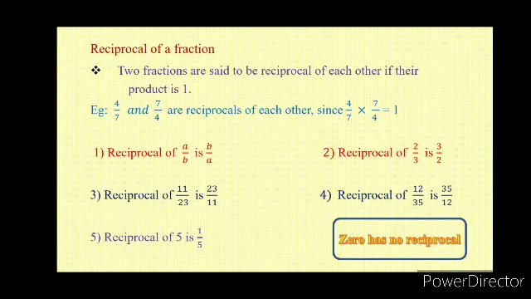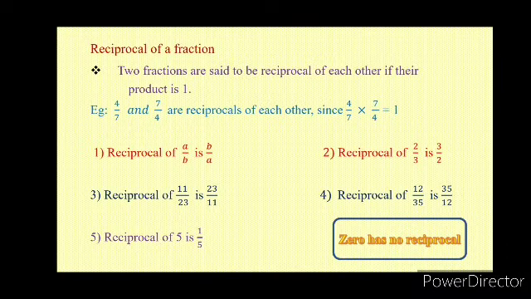And next we will see reciprocal of fractions. So two fractions are said to be reciprocal if the product is 1. So here when we go for the definition, two fractions are said to be reciprocal of each other if the product is 1. Consider the example 4 by 7 and 7 by 4. 4 by 7 into 7 by 4 gives you the value 1. So 4 by 7 is the reciprocal of 7 by 4 and 7 by 4 is the reciprocal of 4 by 7.